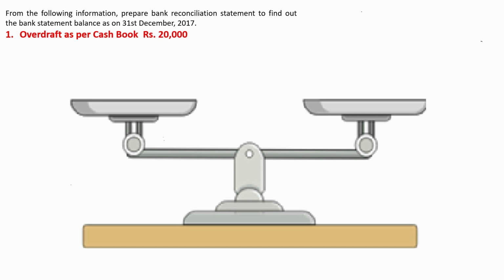As I said, we start with an unfavorable balance or an overdraft balance in the cash book. One side of our balance is the cash book and the other side is the bank statement. The cash book shows an overdraft of rupees 20,000, it is an overdraft minus balance. So we assume the same balance overdraft in the bank statement also. Cash book shows an overdraft balance of 20,000. As per our assumption, we assume bank statement also shows the same amount.